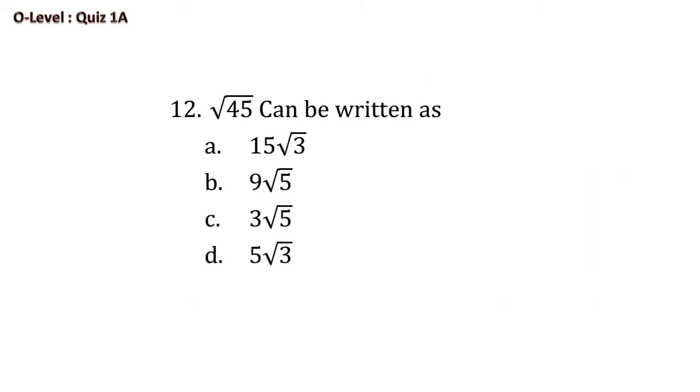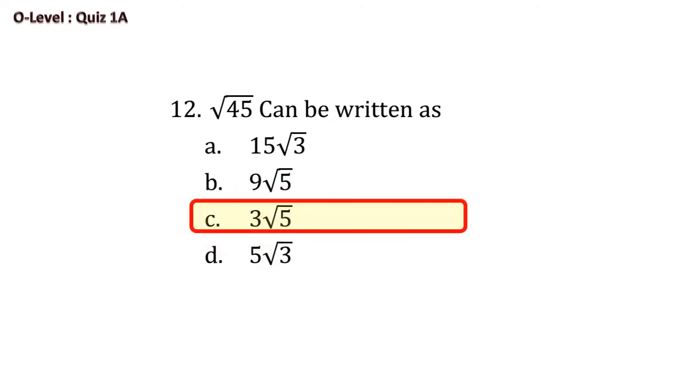Root 45 can be written as, we simplified this in a previous lesson. As for those who have gone through the lesson, if you have not gone through the lesson, visit the website and get a copy of the PDF and have an idea on what to do here. Root 45 is the same as root 9 times root 5, but root 9 is actually a square number. That gives us 3, so we leave it as 3 root 5. So it can be written as 3 root 5.